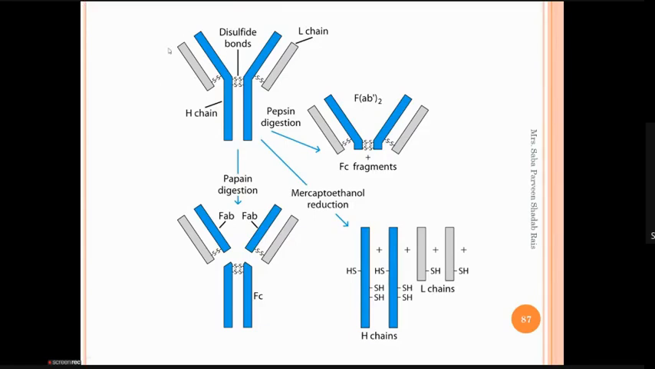Now this disulfide bond can be broken. How can we break it? By enzymatic treatment. When the papain digestion is done, papain being one of the enzymes, at that time the antibody gets cut from here.